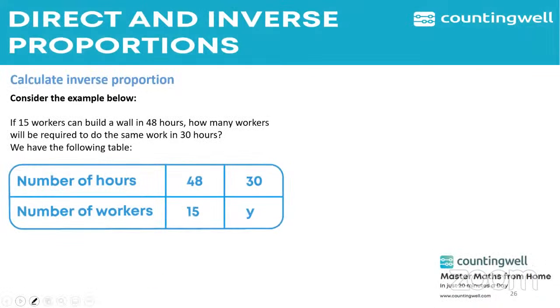Now let us see what mistake a child can make when calculating inverse proportion. So 15 workers can build a wall in 48 hours. So 15 workers for 48 hours. How many workers will be required to do the same work in 30 hours? So here they have asked how many workers will be required, not how many extra workers. Okay.